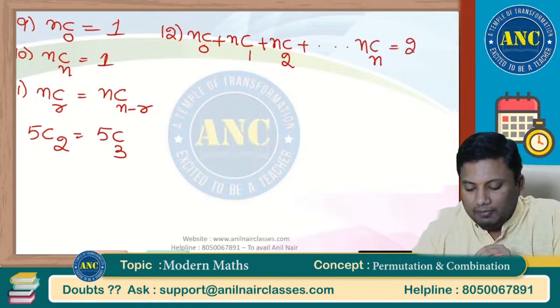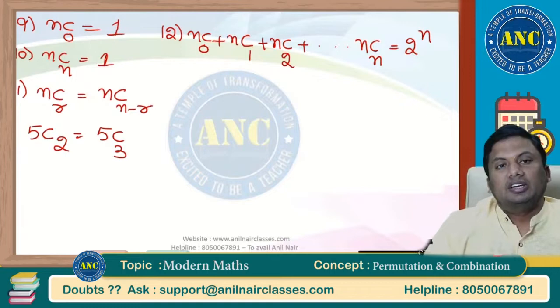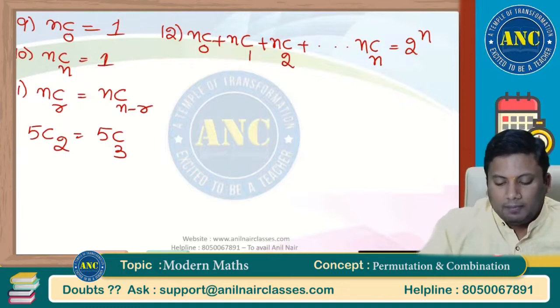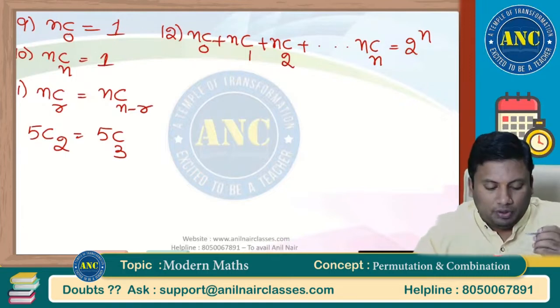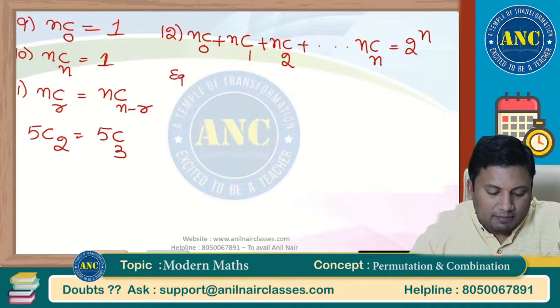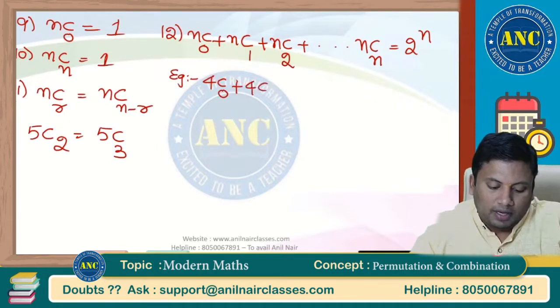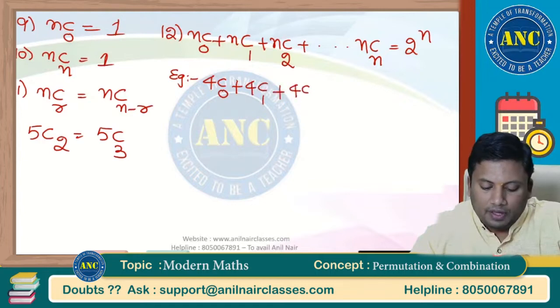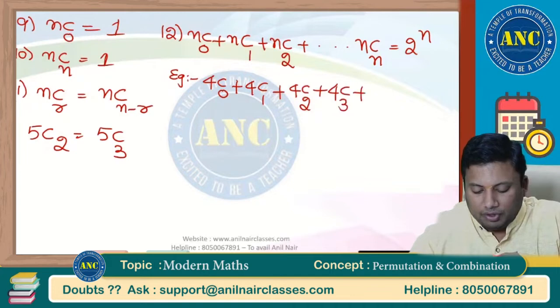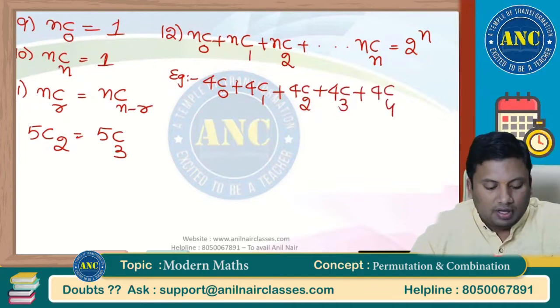It is given by 2 power n. NC0 plus NC1 plus NC2 and so on up to NCN, it is given by 2 power n. For example, 4C0 plus 4C1 plus 4C2 plus 4C3 plus 4C4.